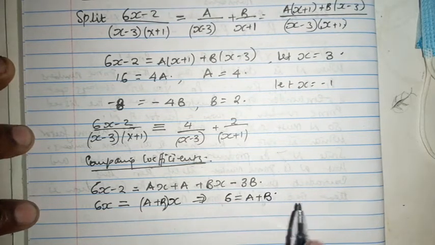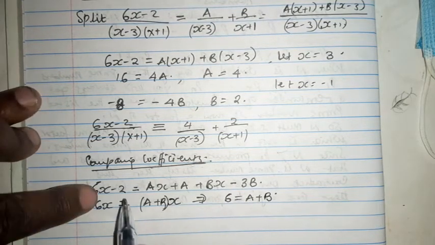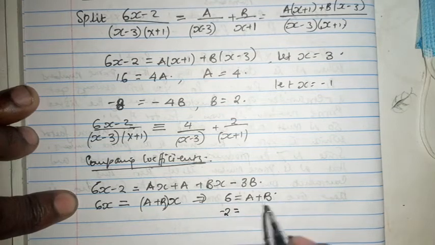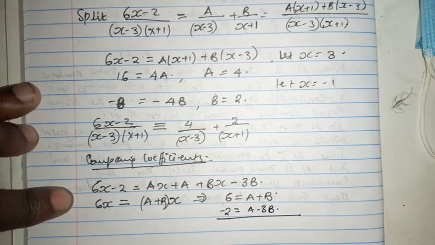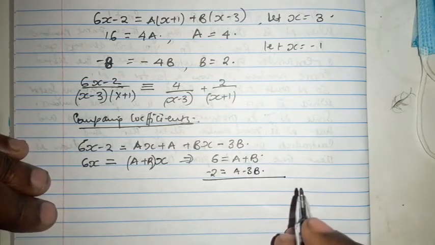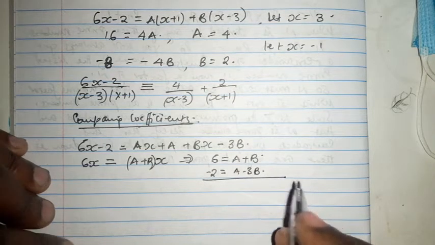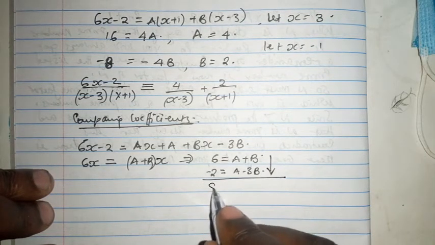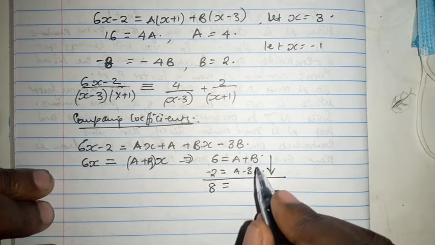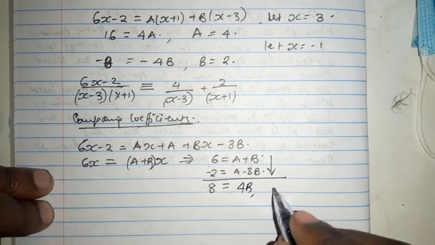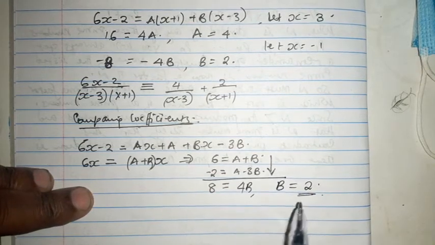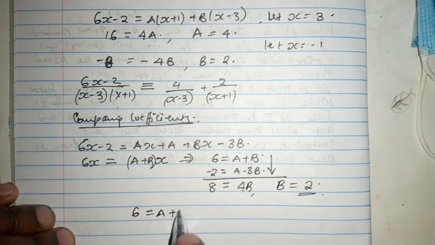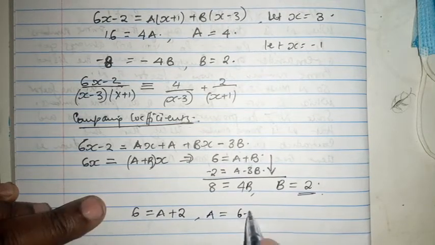All the other constants are also equal. Because these are constants, we can already see that minus 2 equals a minus 3b. We now have simultaneous equations which we can solve. Equation 1 minus equation 2: 6 minus 2 is 8, equals a minus a is 0, b minus 3b is 4b, hence b becomes 2. If you substitute this b into this equation, we have 6 equals a plus 2, and therefore a becomes 6 minus 2, which is 4.